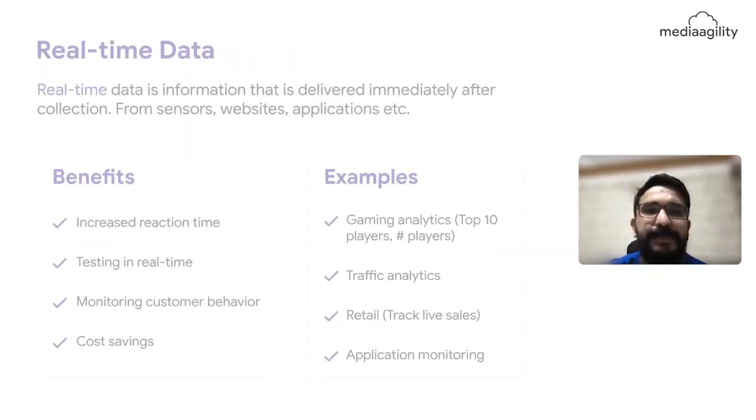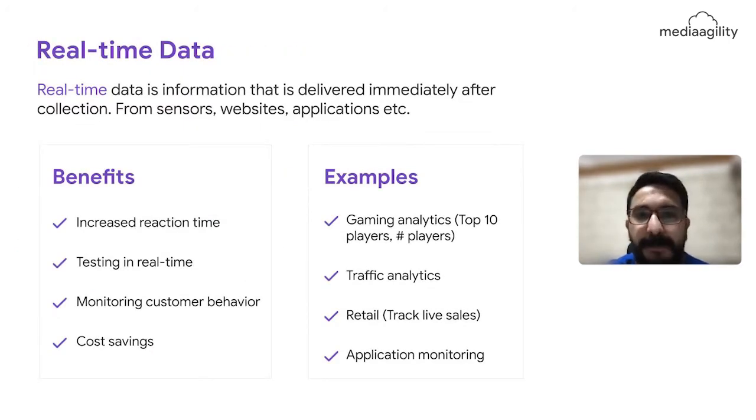Now, what is real-time data? Real-time data is the data which is delivered immediately after collection. Like, I have placed so many sensors in my area, in cities. They are generating data and sending it to some database. And the streaming service, in the GCP context, is Pub/Sub, right?